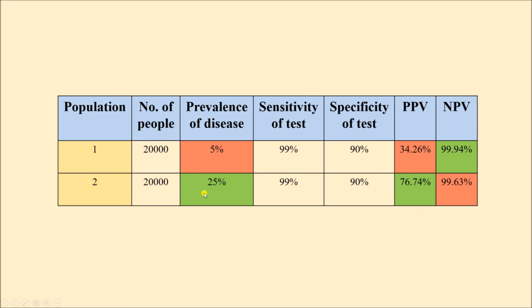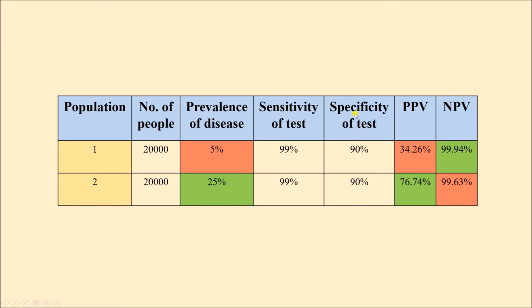In case of negative predictive value, the scenario is reversed as I mentioned earlier. When the prevalence is low, only 5%, the negative predictive value is 99.94%, right? But when the prevalence is high, that is 25%, the negative predictive value is 99.63%. Of course, these values are very close to each other. That is because the specificity is only 90%. Now 90% itself is quite high, but if you compare it with the sensitivity, which is 99%, I shall say the 90% is quite low as compared to 99%.